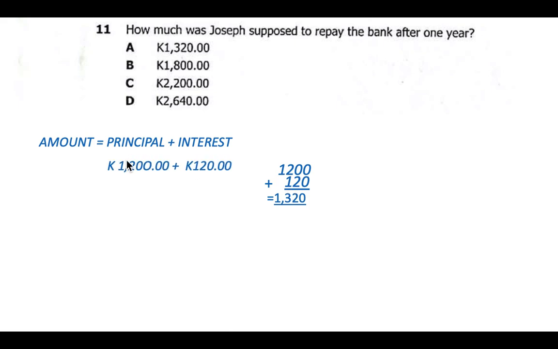So you can write it in this way. You can say 1,200 plus 120, and then you get 1,320. So this is the amount that he has to pay. So if we look at the option answer there, we have A as an answer.